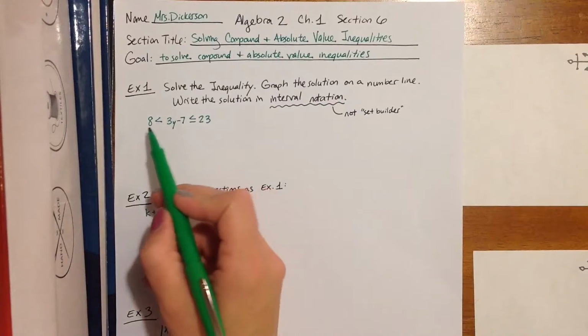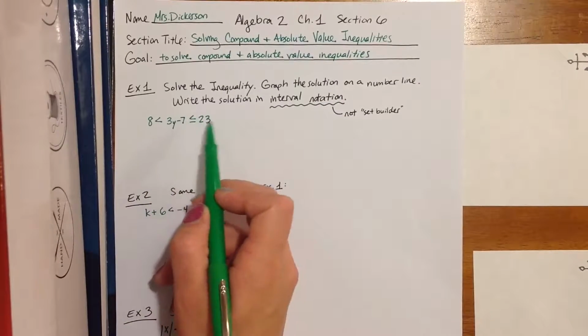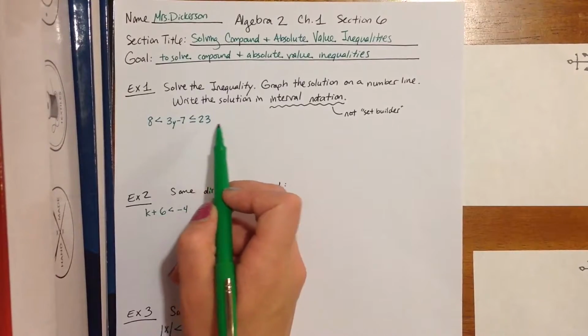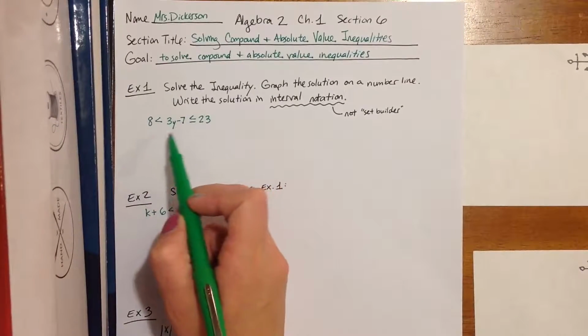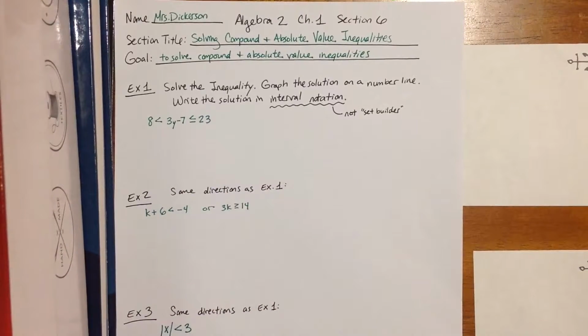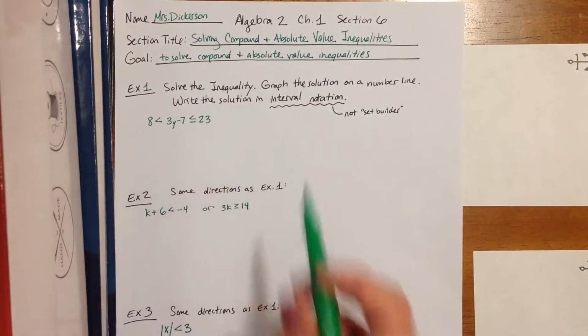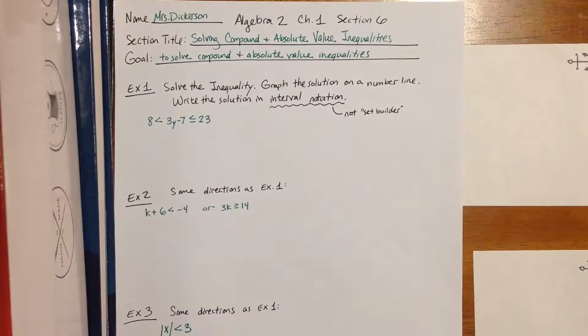So let's solve this. 8 is less than 3y minus 7, which is less than or equal to 23. So a compound inequality, a couple different pieces going on. There's two sides of this equation with 3y minus 7 in the middle. There are two ways to solve this. The first way being you just jump right in. The key being here, there are 3 chunks to this equation. So whatever you do to one chunk, you must do to all of the chunks.